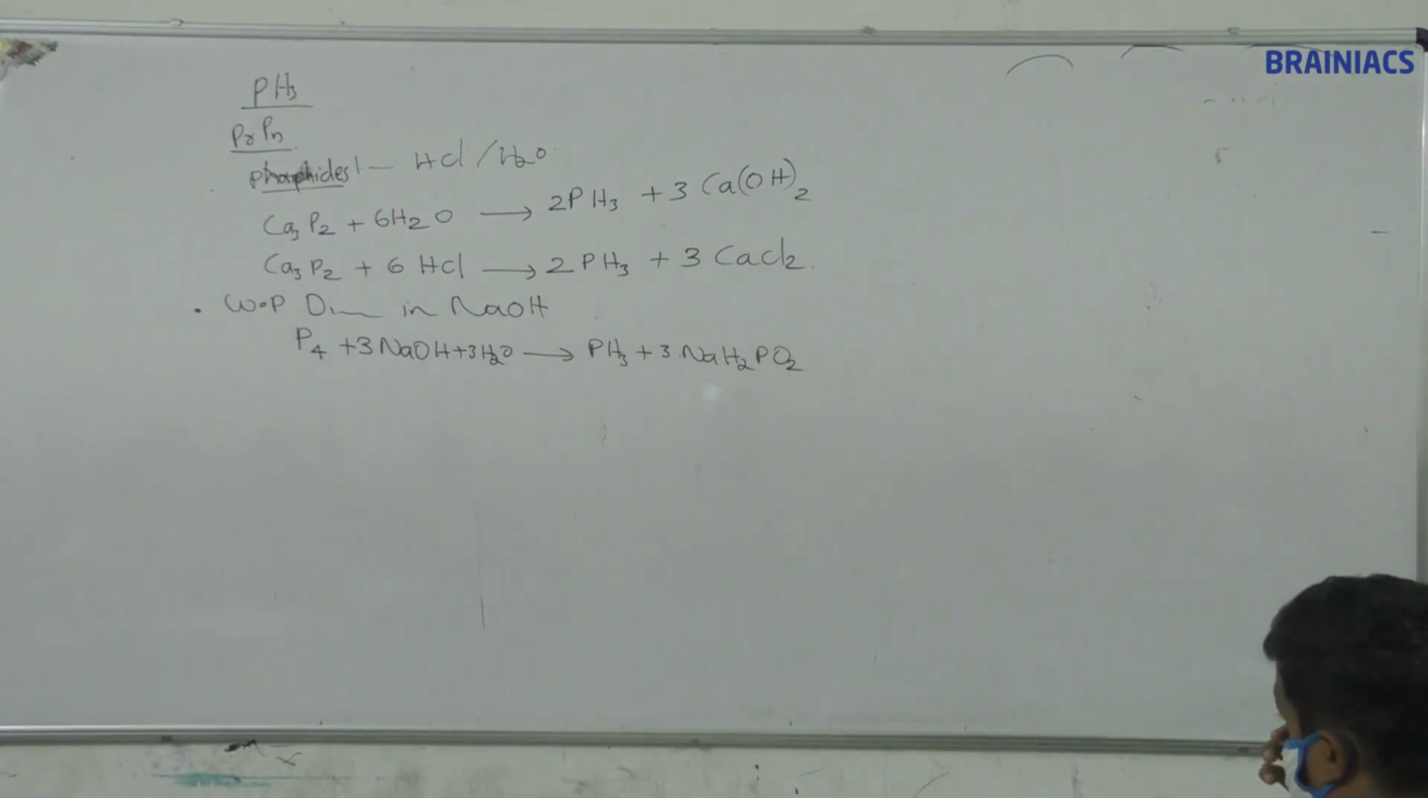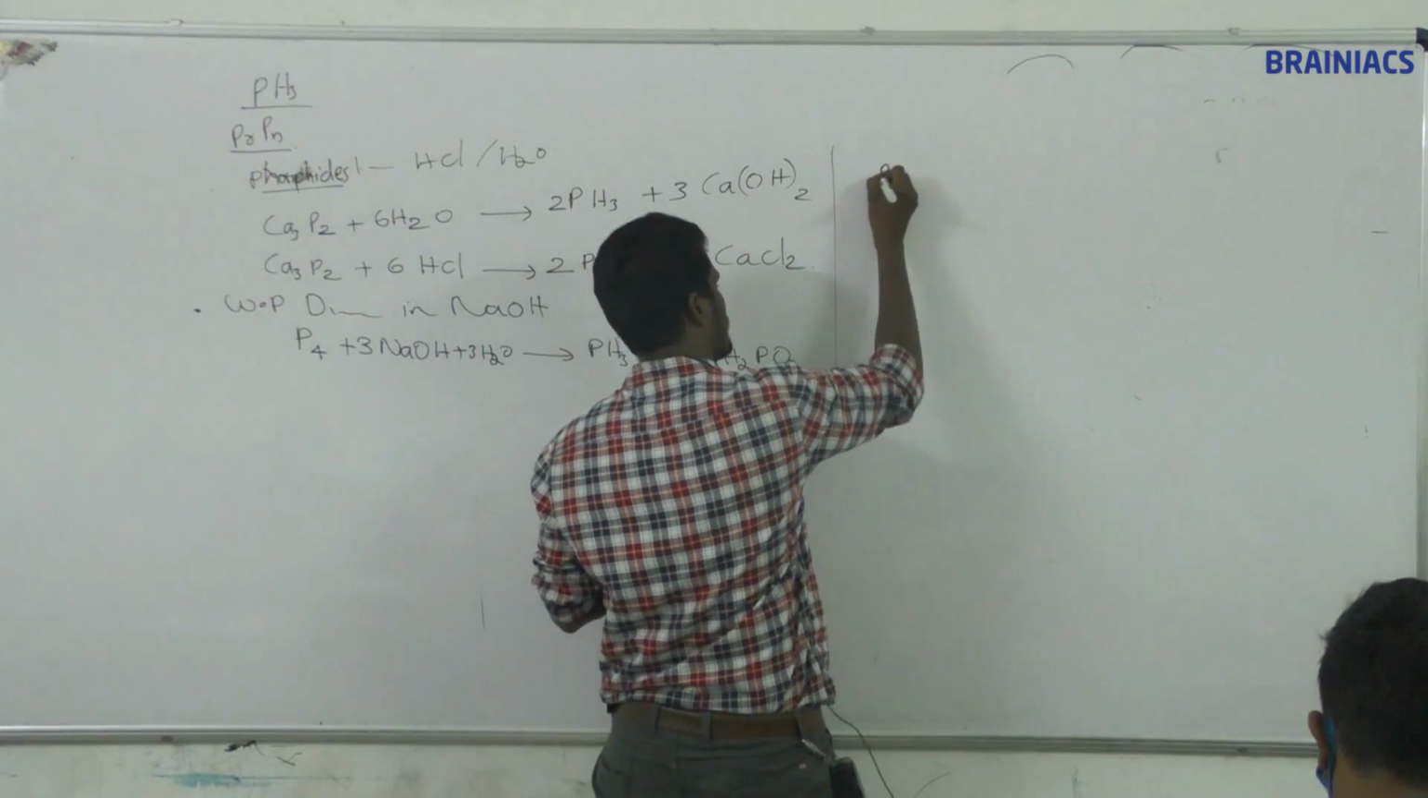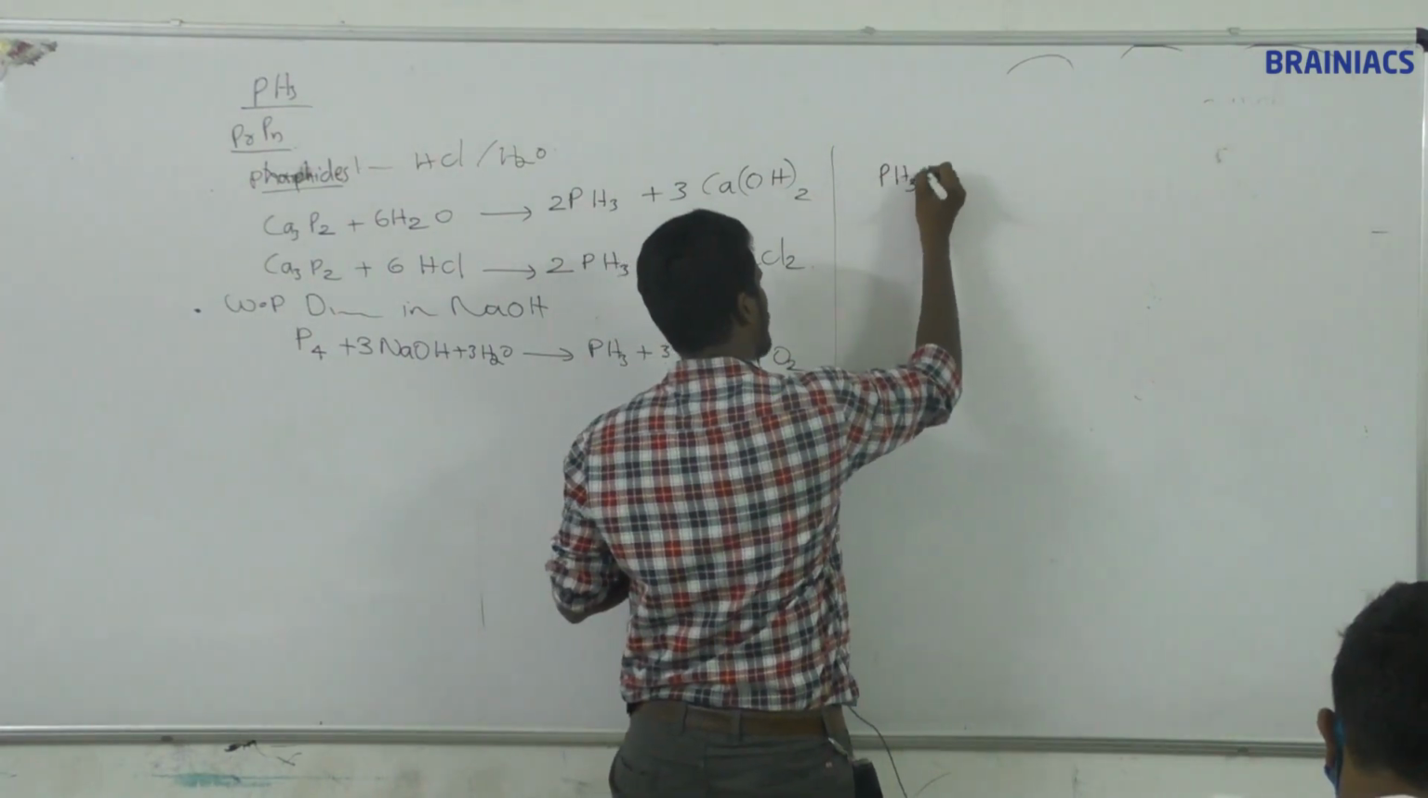What is the product formed by NH3 treated with HCl? NH4Cl. What is the name? So what will be the product formed when PH3 is treated with HCl? PH4Cl. What is the name? Phosphonium chloride. So it reacts with acids to give corresponding phosphonium compounds.